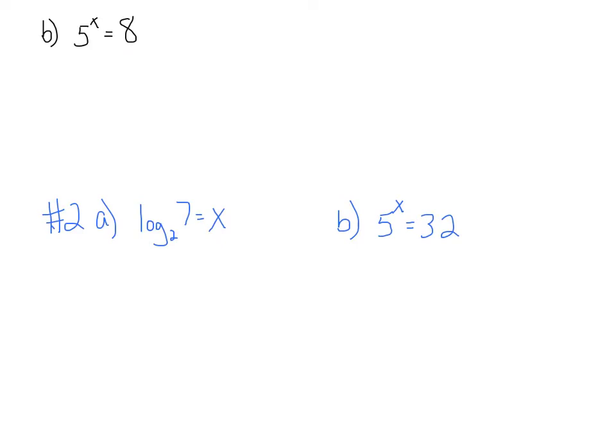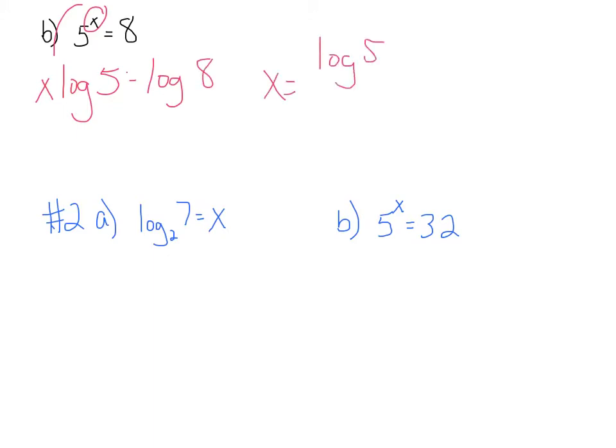So this is what I want you to do. Take that little baby, make it a big baby. But when you do that, you have to take a log on both sides. Now divide both sides by the log of 5. So I have the log of 8 divided by the log of 5.